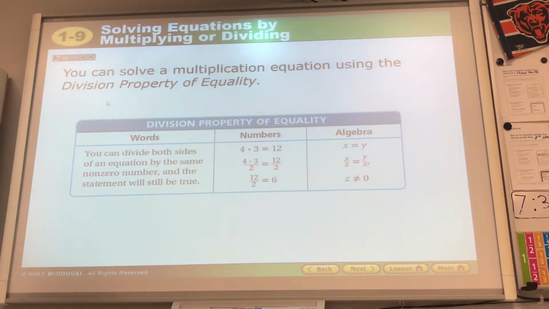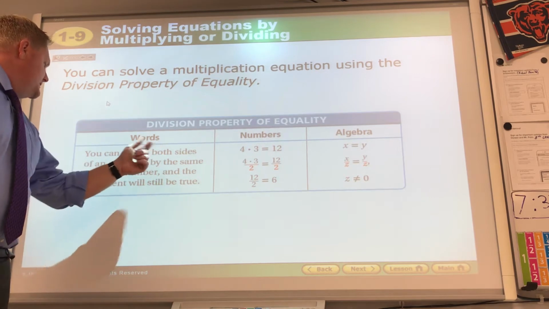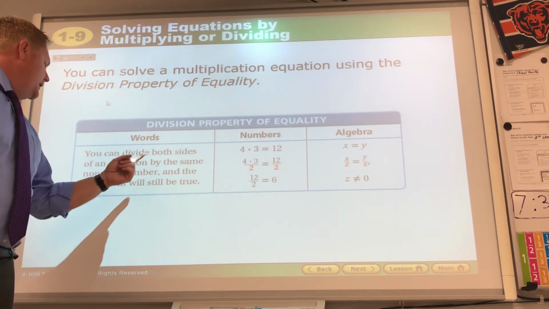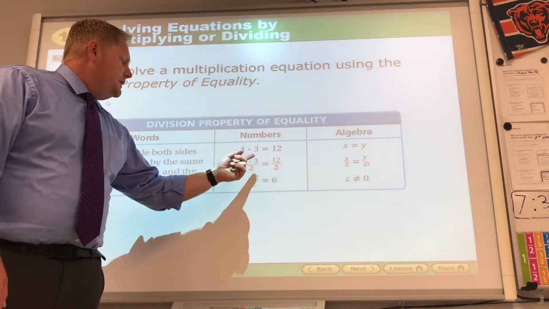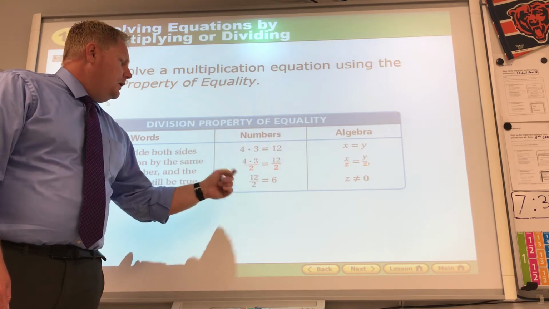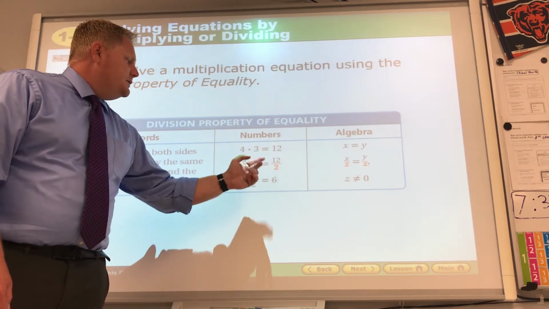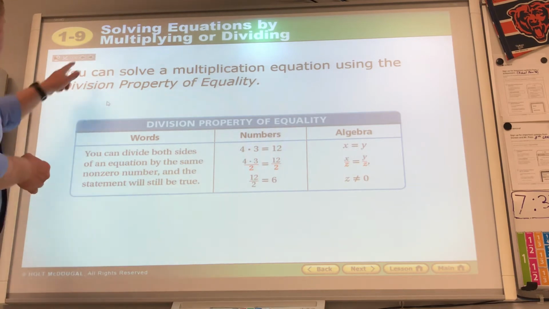You can solve a multiplication equation using the division property of equality. All right. You can divide both sides of an equation by the same non-zero number, and the statement will stay the same. 4 times 3 is 12. Well, if I take 4 times 3 divided by 2, I get 6. 12 divided by 2, I get 6. It does stay the same, and we have the proof.